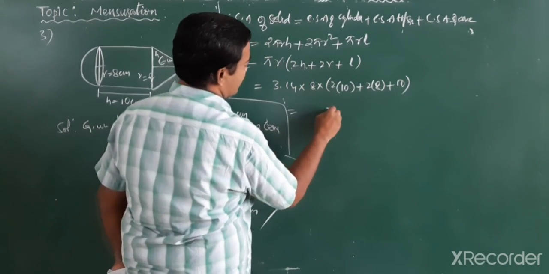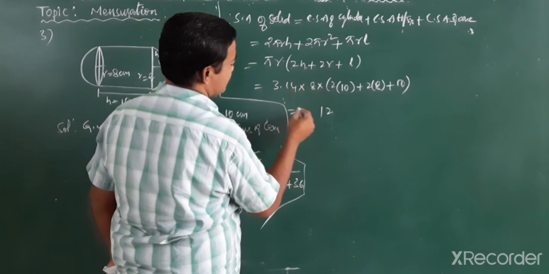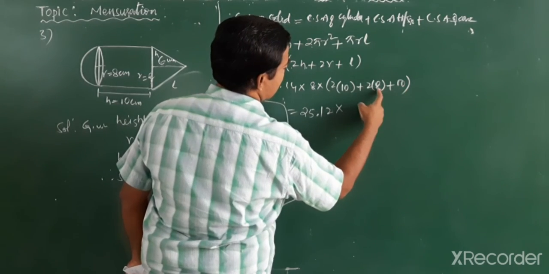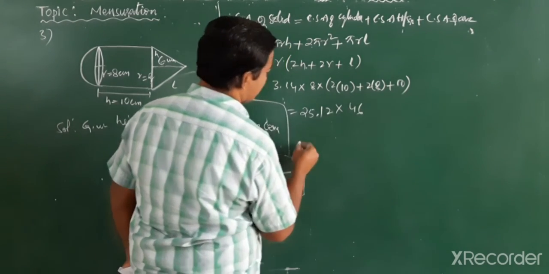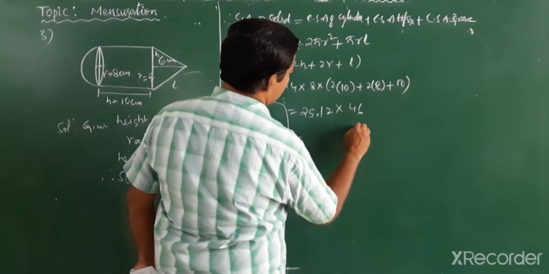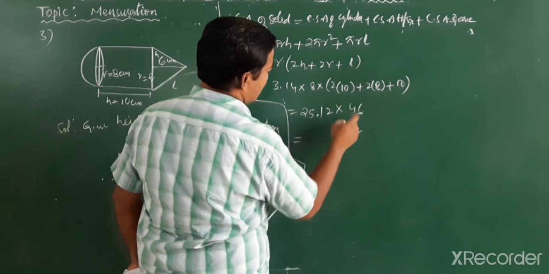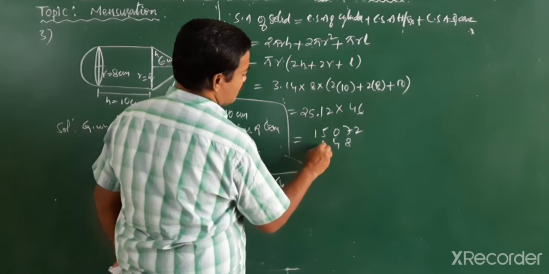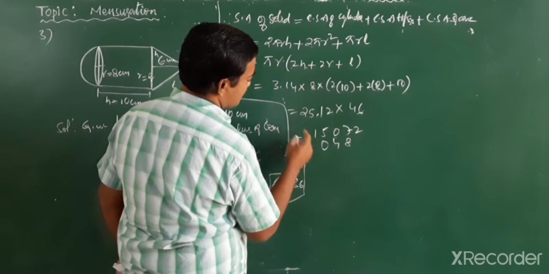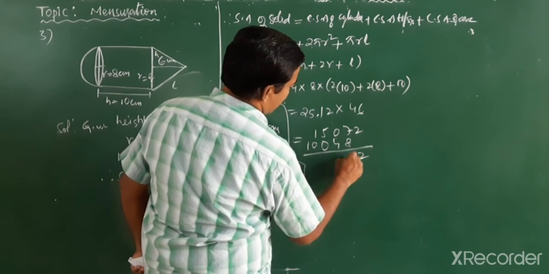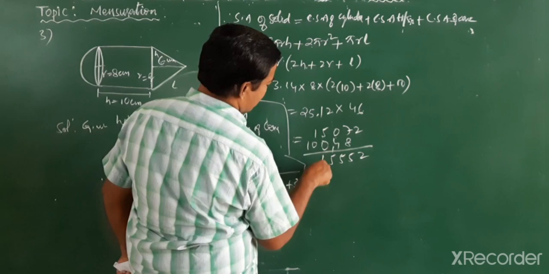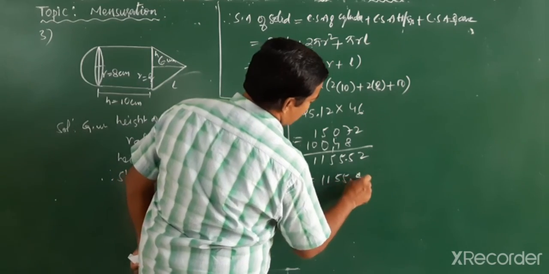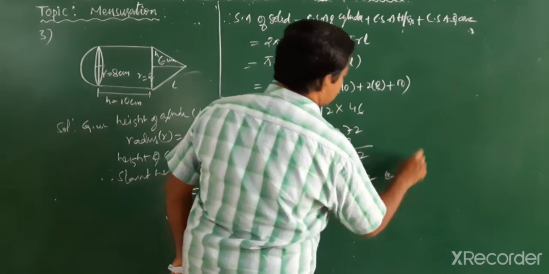So 3.14 into 8 is 25.12, into 20 plus 16 plus 10, which is 46. Multiplying, we get 1155.52 centimeter square as the curved surface area.